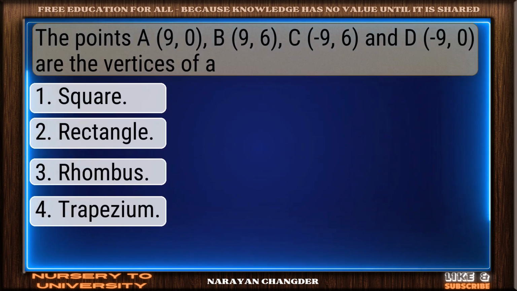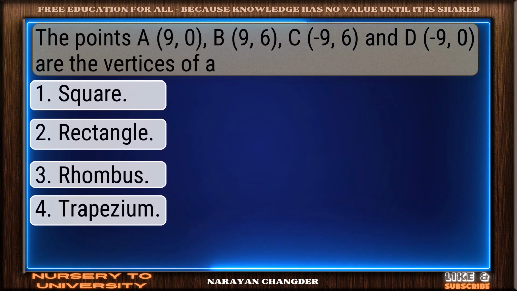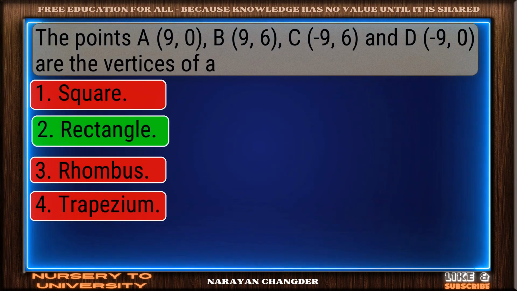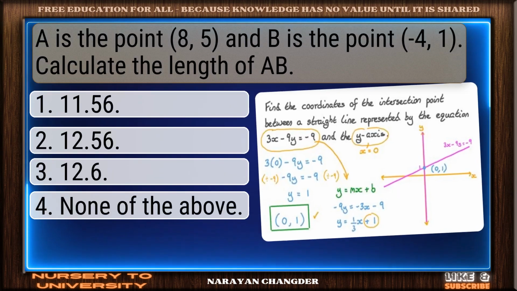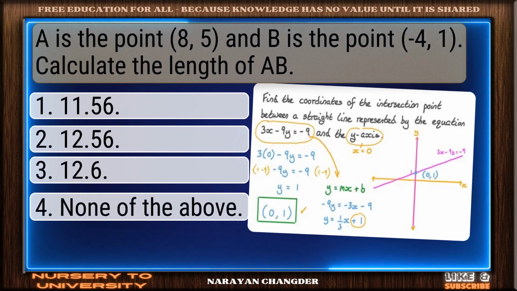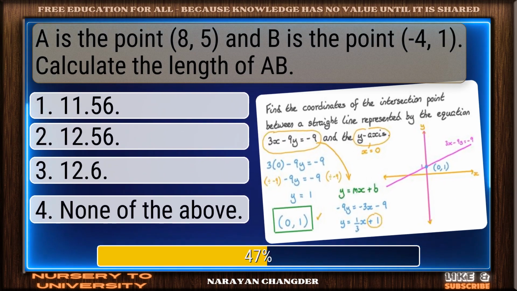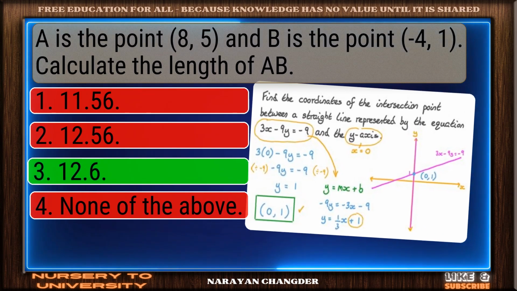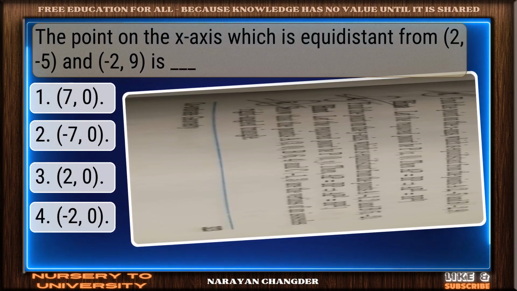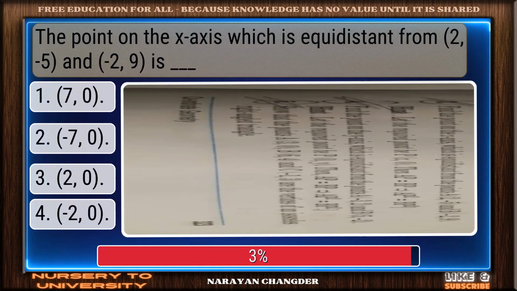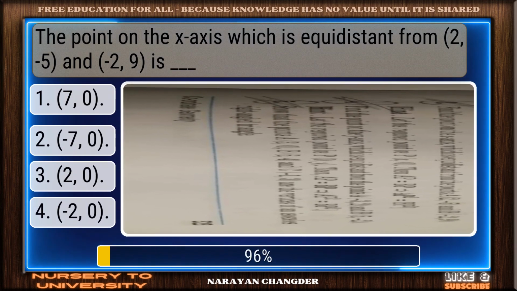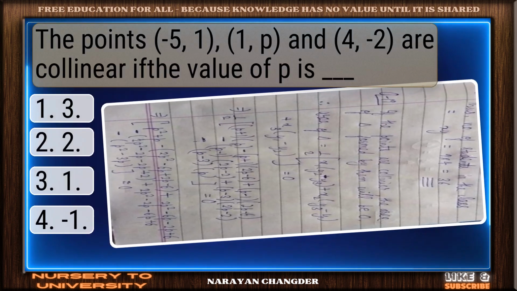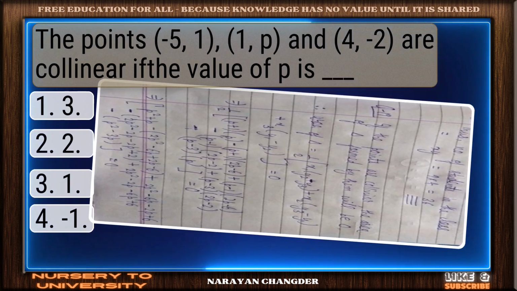The points A, B, C, and D are the vertices of a. Perfect rectangle is the one. A is the point and B is the point. Calculate the length of AB. Well reasoned. 12.6 is correct. The point on the x-axis which is equidistant from and is dash. Correct response is accurate. The points and are collinear if the value of P is dash.